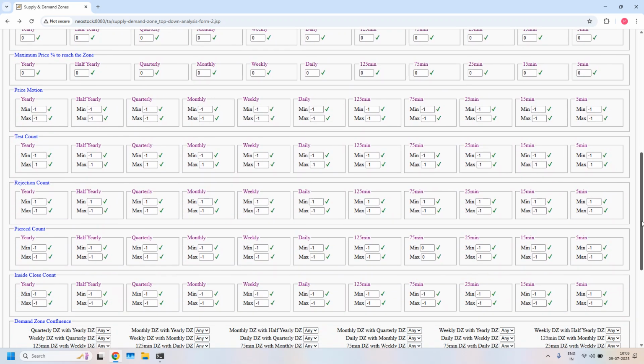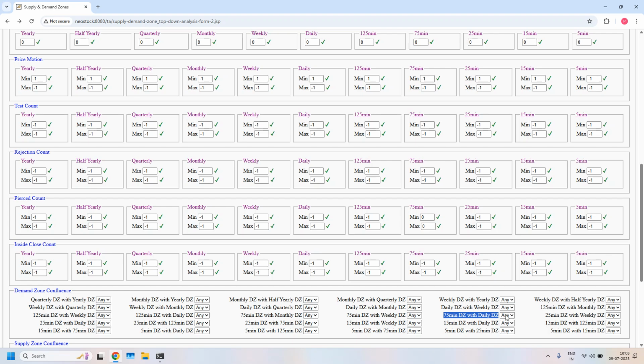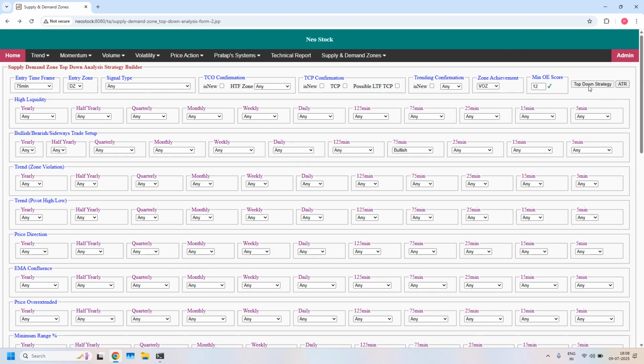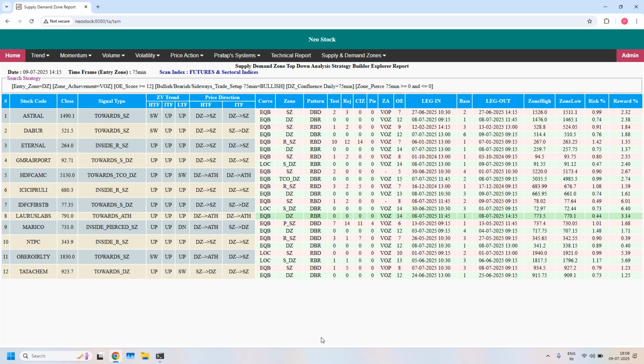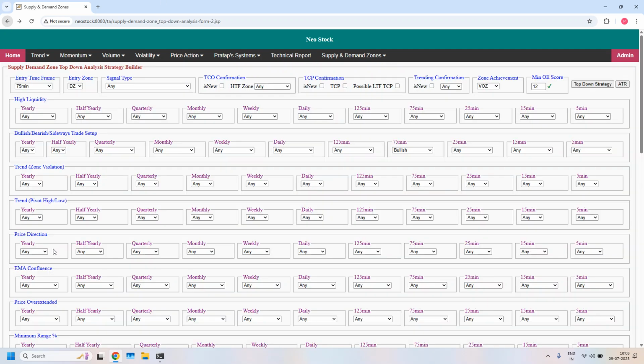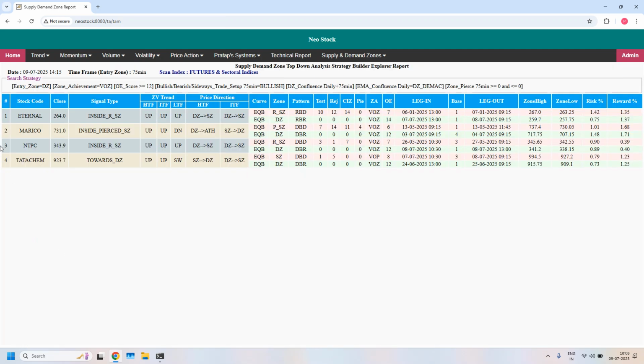First filter 75 minutes and daily demand zone Confluence. I enabled the filter. We got 12 stocks. In all 12, ITF trend is uptrend. That is daily trend. So let's further filter with EMA Confluence and daily time frame by setting daily demand zone having daily EMA. So we got 4 stocks. That way these 4 75 minutes demand zones might be having more high probability to get success, provided less than 20 checklist items are satisfied. Otherwise, higher chances zones might be violated.